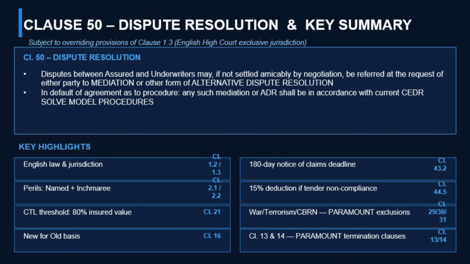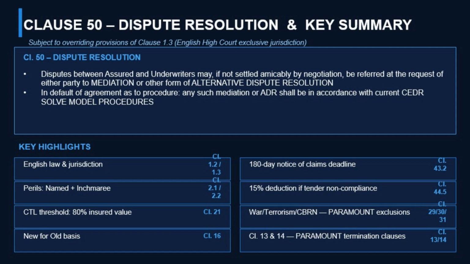The final clause deals with dispute resolution. If disagreements arise between the assured and underwriters, the parties should first attempt settlement through negotiation. If negotiation fails, disputes may be referred to mediation or another form of alternative dispute resolution. The clause refers to the CEDR-SOLVE model procedures when no other procedure is agreed.